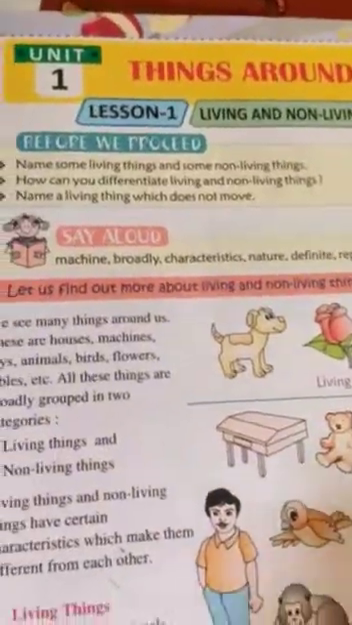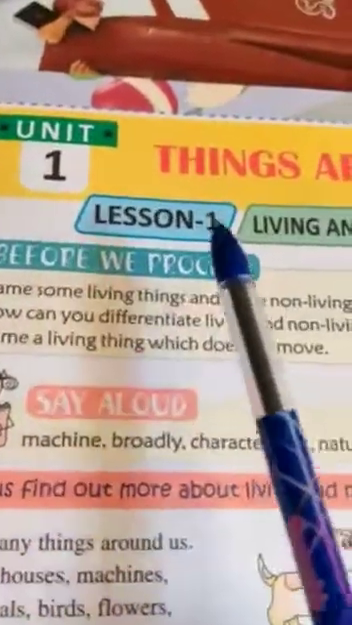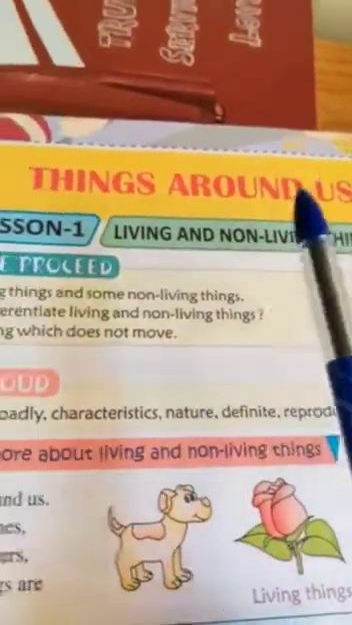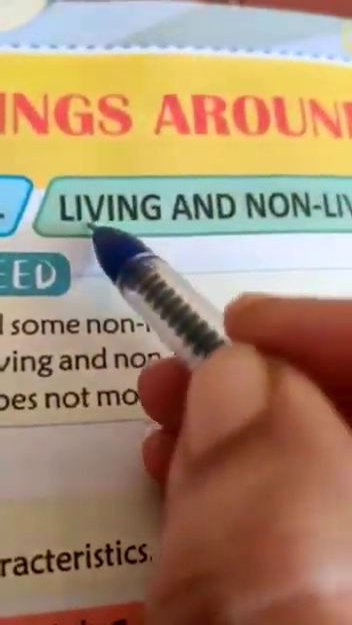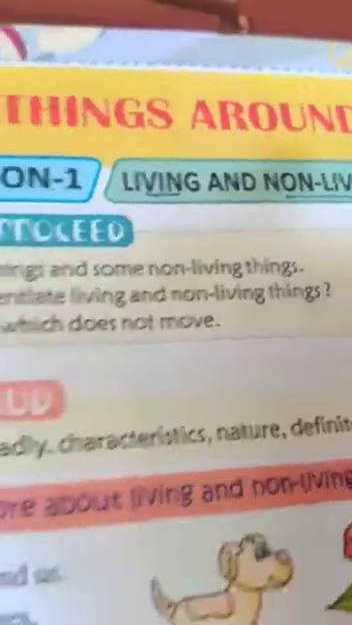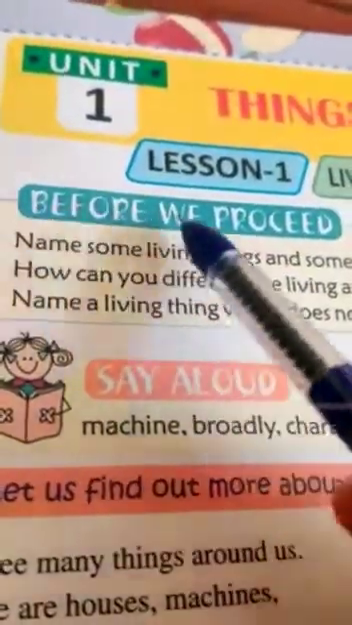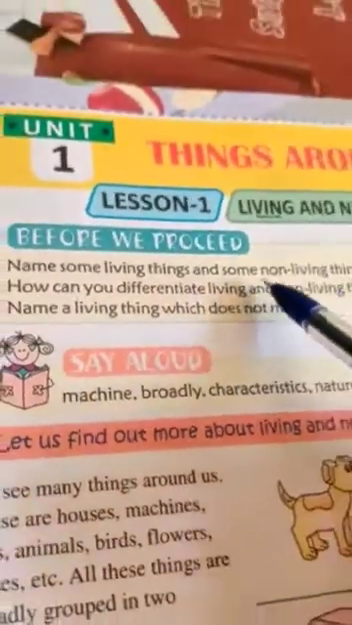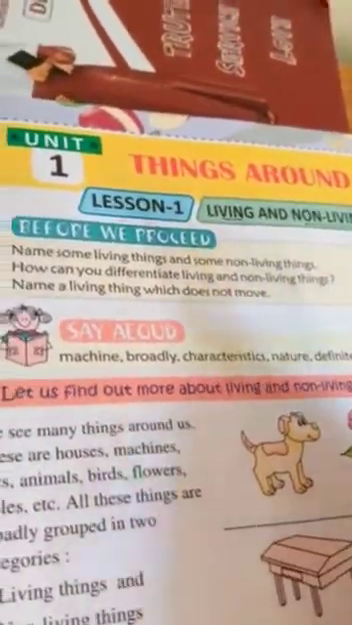Let us read our lesson, Things Around Us. Unit 1, Lesson 1, Living and Non-Living Things. So let's underline living and non-living. Before we proceed, name some living things and some non-living things.